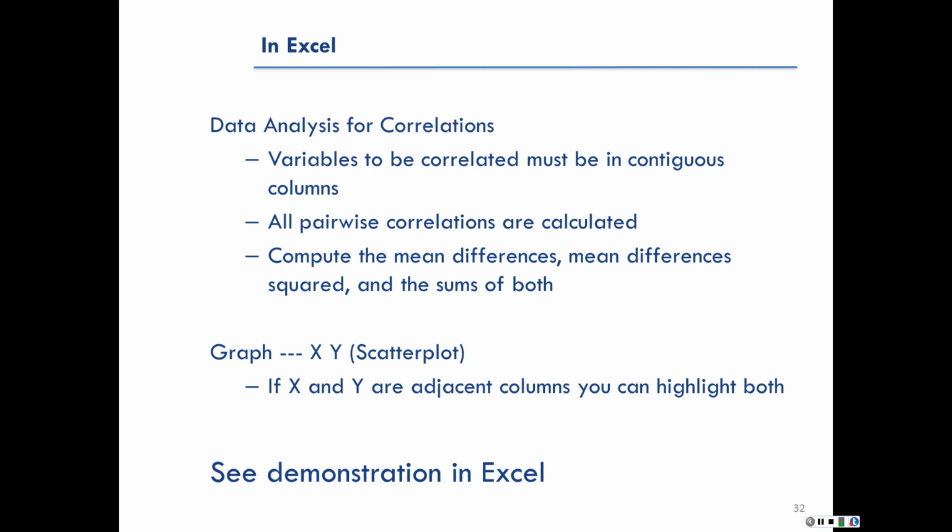Another really valuable thing to do, probably the most important thing to do first when you're looking at two variables in Excel, remember these are two continuous variables, is to just graph them quickly using a scatter plot. And so if x and y are in adjacent columns, you just highlight both and create a graph, and that will very quickly show you, based on the cluster of dots, whether there's a relationship.